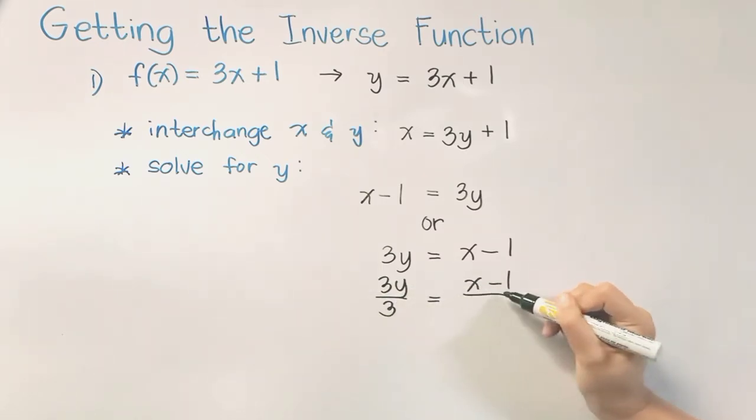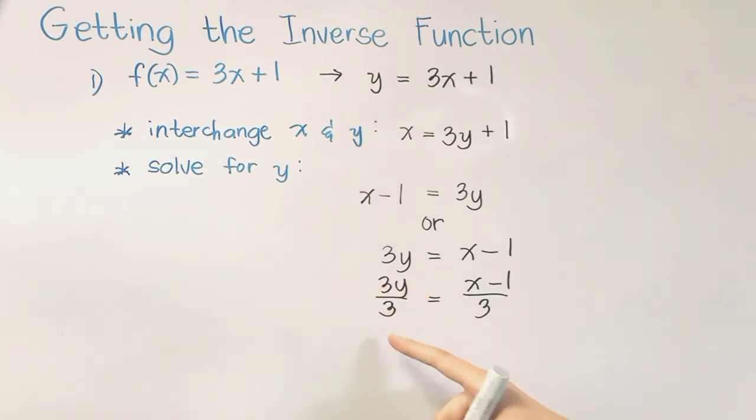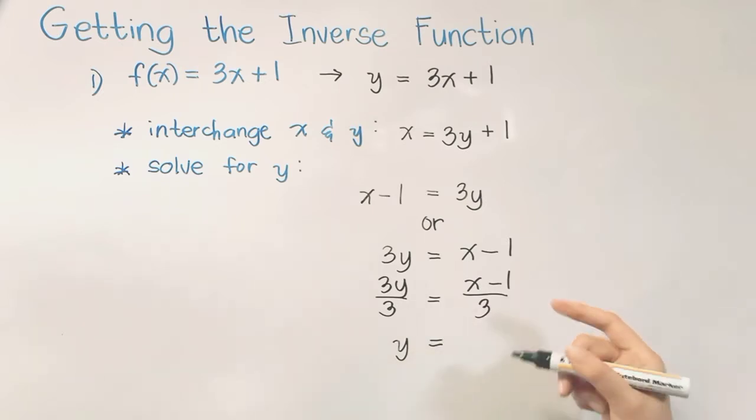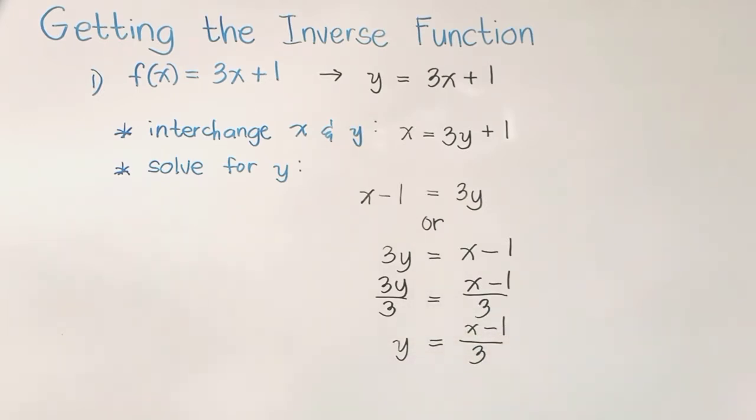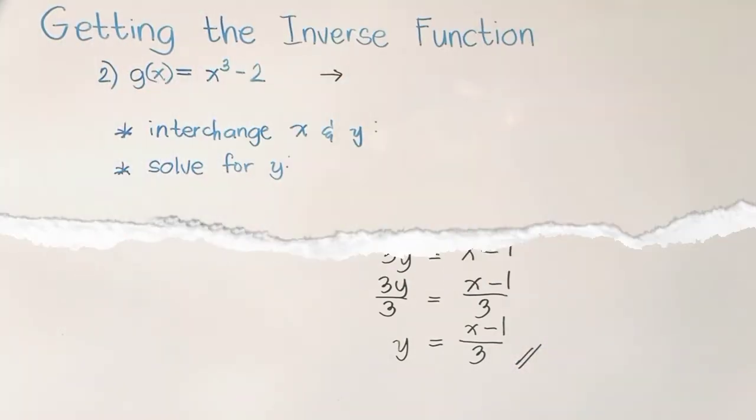So 3y over 3 is equal to x minus 1 over 3. Canceling that out, we will be left with y is equal to x minus 1 all over 3. So x minus 1 all over 3 is our inverse function.